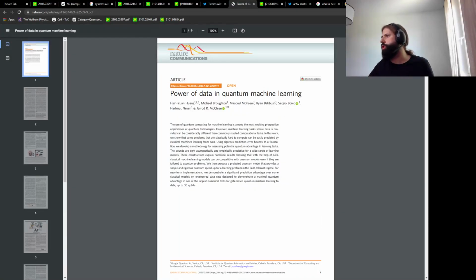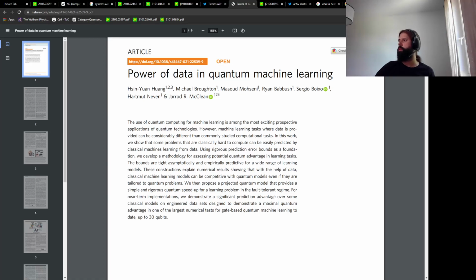The use of quantum computing for machine learning is among the most exciting prospective applications of quantum technologies. Where machine learning tasks where data is provided can be considerably different than commonly studied computational tasks. So there's a claim here that tasks where data is provided can be considerably different than commonly studied computational tasks. This is what I'd like to understand more. What is that considerably different?